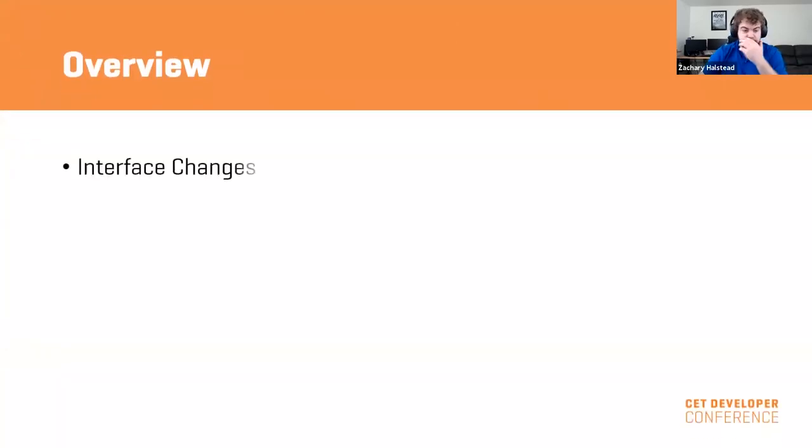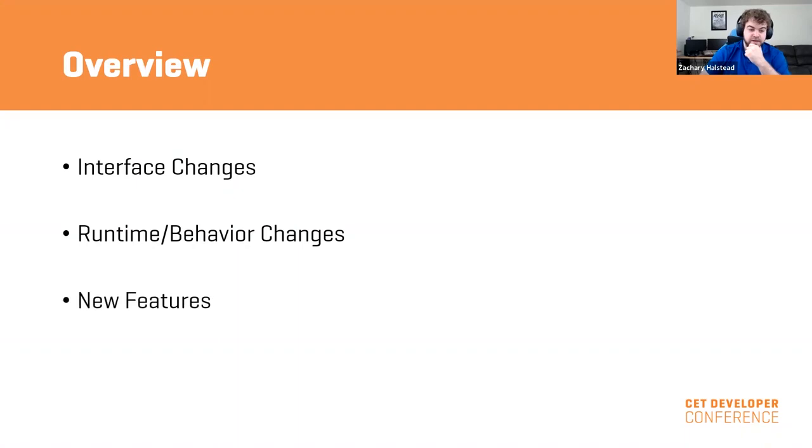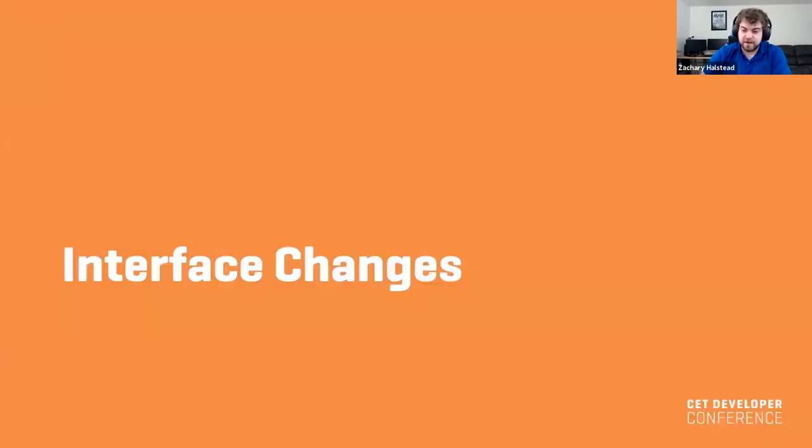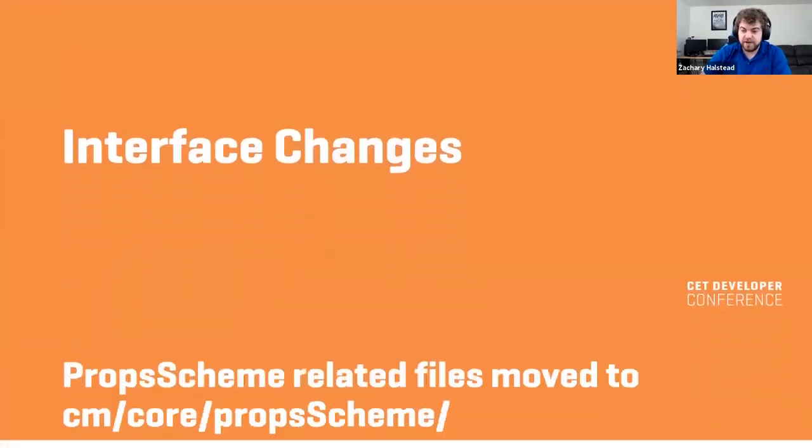So first of all, we're going to talk about some of the interface changes we have for the prop scheme. Then we're going to talk about runtime and behavior changes. Then we're going to talk about some of the new features that have been added. And then finally, we're going to get to the actual migration. I'm going to show you all some examples throughout.